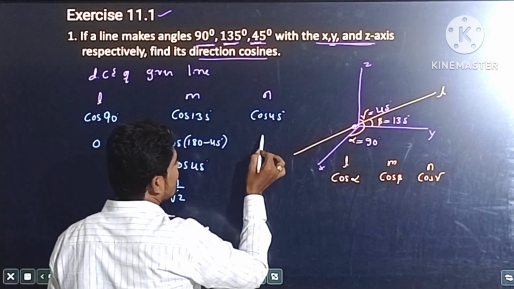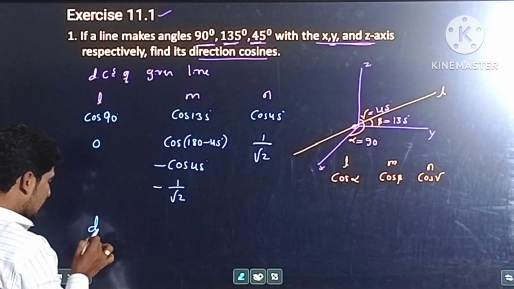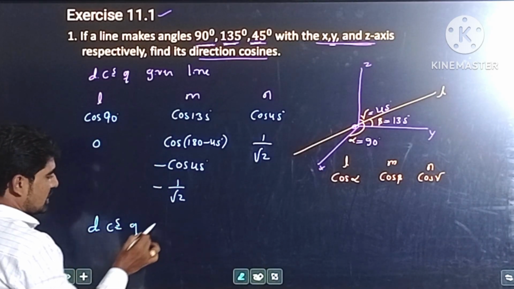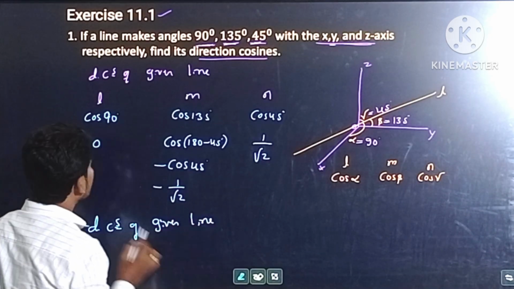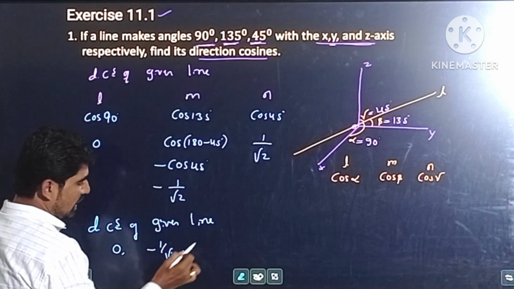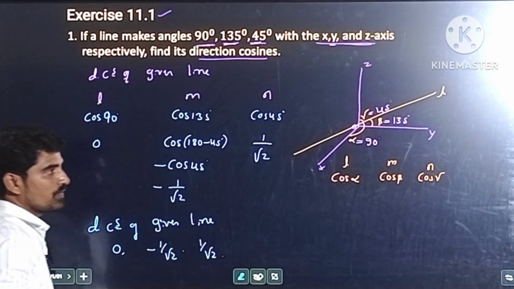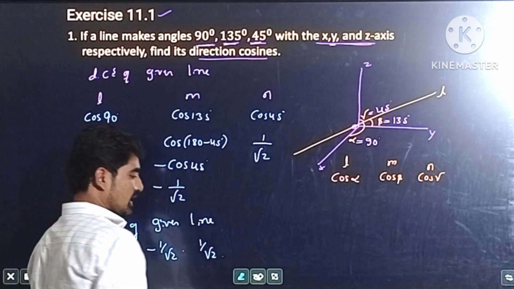And the value of n is cos 45 degree, that is 1 by root 2. Therefore, the direction cosines of the given line are 0, minus 1 by root 2 and plus 1 by root 2. I hope all of you understood this question. So let's start the next, second question.